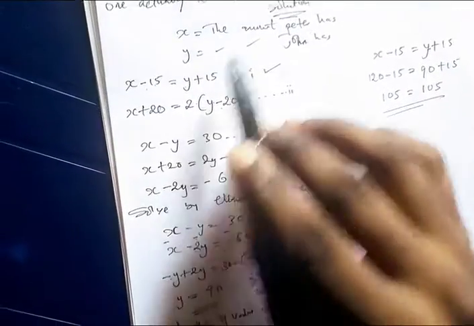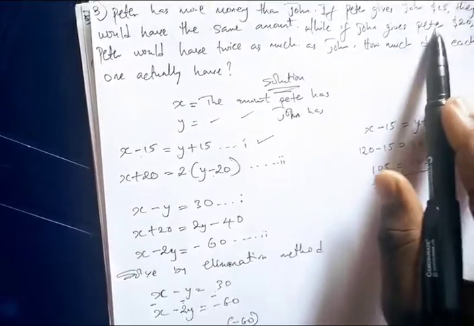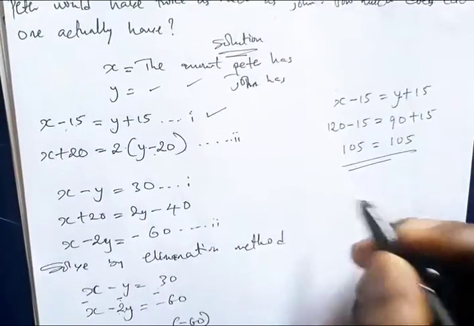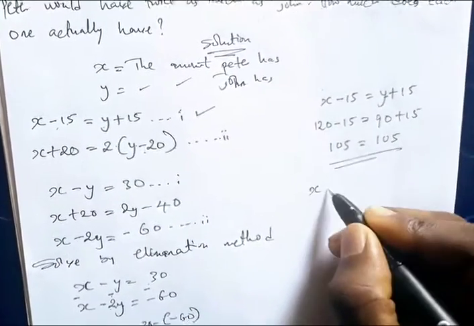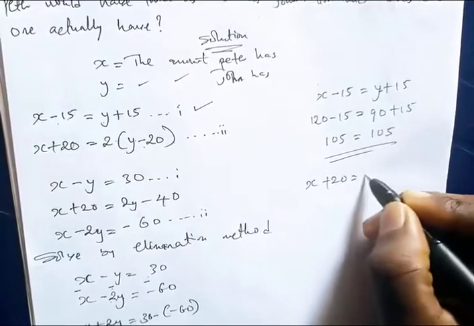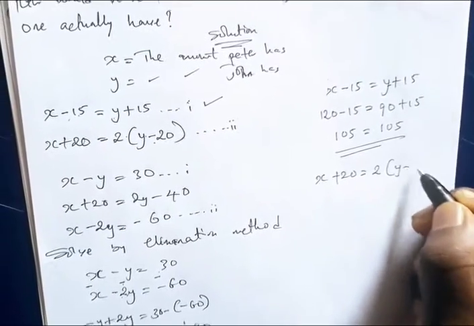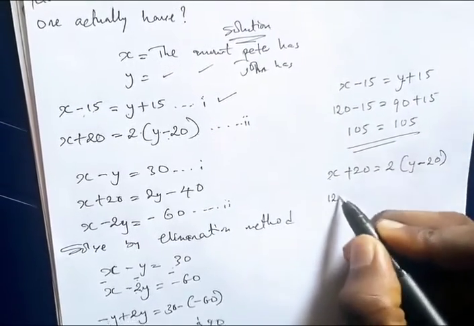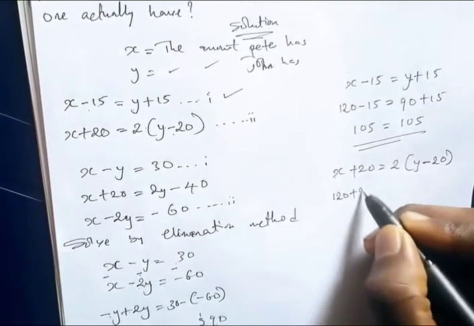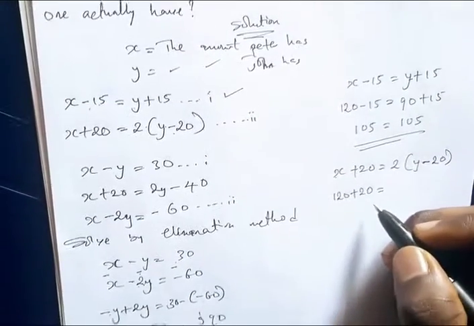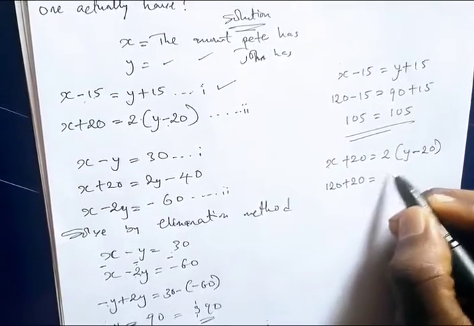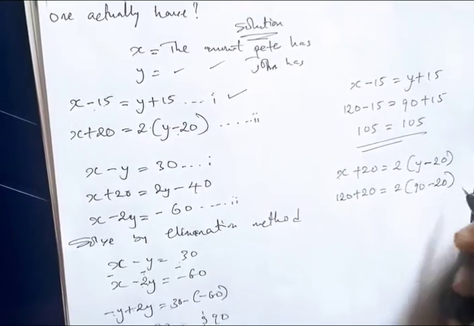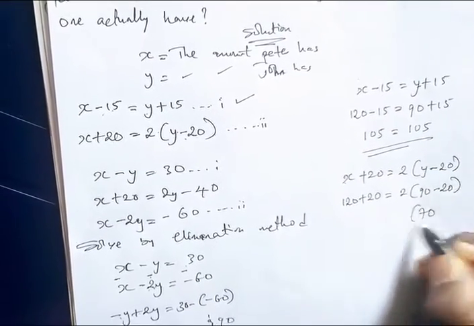So for the second statement here, we are meant to understand that John gives Peter $20. So if John gives Peter $20, we know that Peter is x plus 20, that Peter will have twice as much as what is remaining with John, and we know that Peter already has $120 and is getting $20 from John, and John will be left with $90 minus 20 because he gave out 20, and this gives us 70 here too.